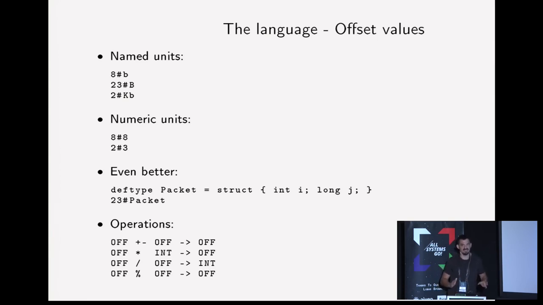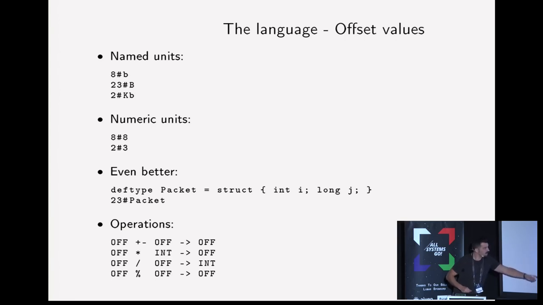Now, this has many advantages, and actually it's a very pretty concept. But then I thought, to have a list of predefined units is something limited. So why not allow specifying any arbitrary unit? So for example, this is an offset of 8 units of 8 bits each, 8 bytes basically. And this is 2 units of 3 bits each.